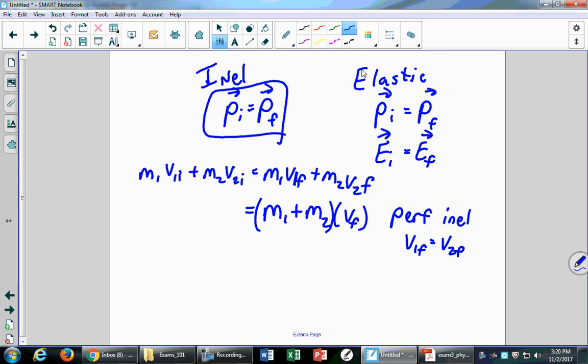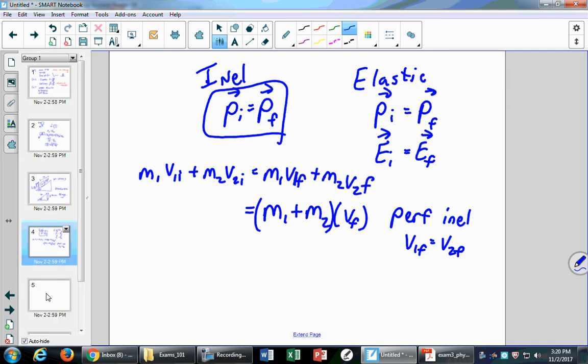Allie? Can I see? Yeah, this is a 2D problem. Which one? Oh yeah, that's the one I was just working. So it does matter, but you will not have to work a 2D collision problem on the test.